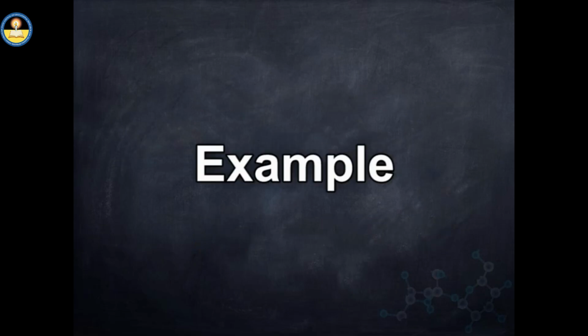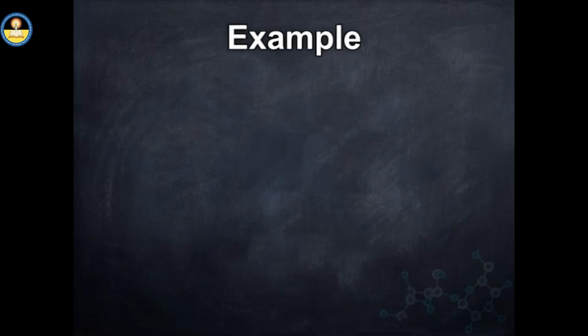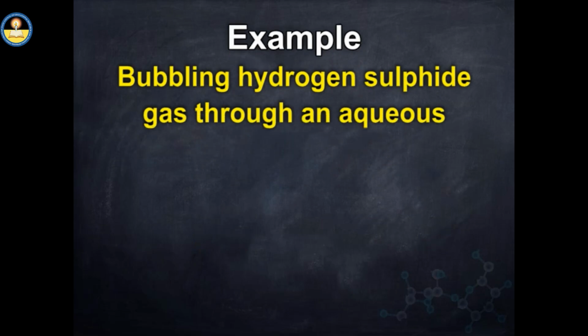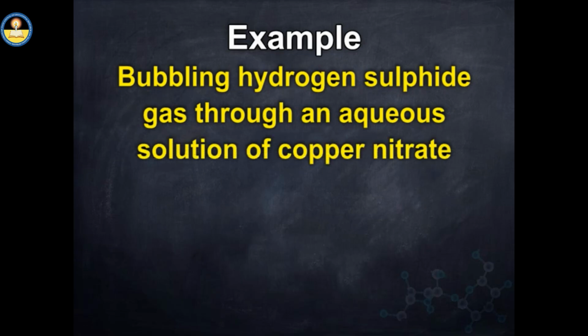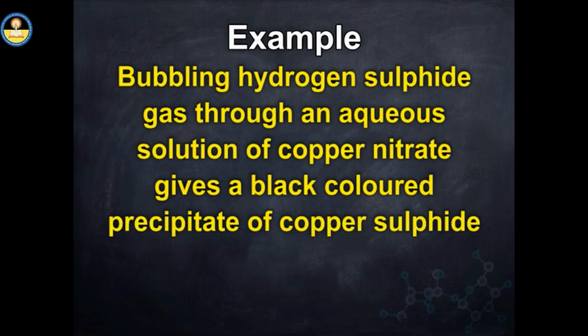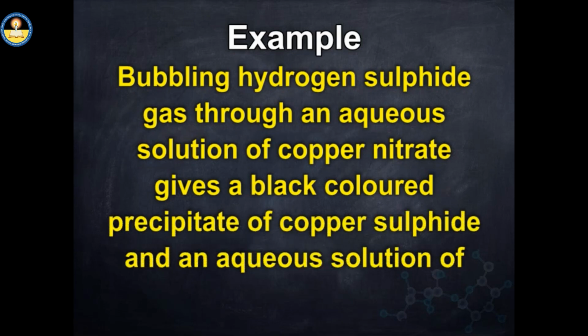Let us solve an example. Bubbling hydrogen sulfide gas through an aqueous solution of copper nitrate gives a black-colored precipitate of copper sulfide and an aqueous solution of nitric acid. Write the chemical equation of the given statement and balance it.